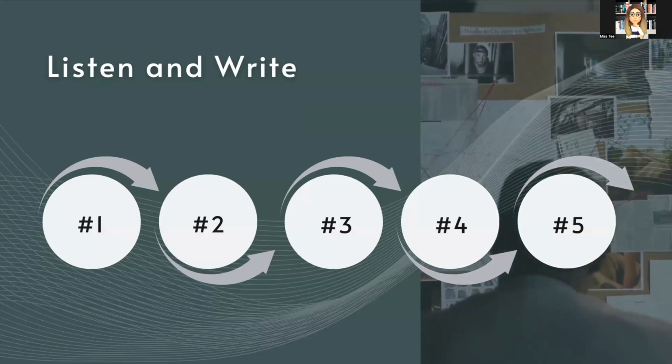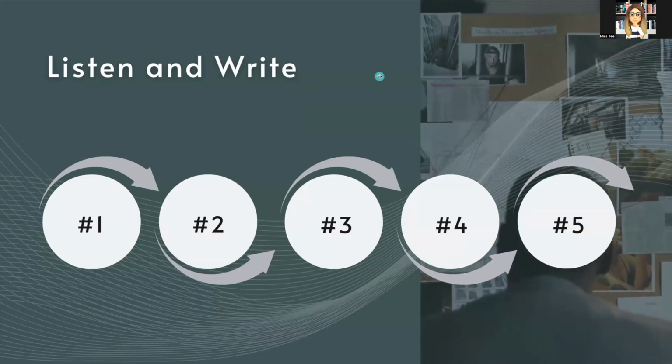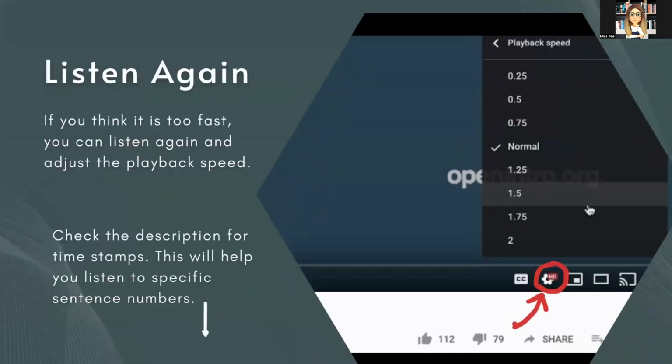All right, let's get ready to have a look at our sentences. If you found that this video was too fast or too difficult, I recommend that you listen again. If it was too fast, you can listen again and adjust the playback speed to make it go slower. If you just need to listen to specific sentences again and the speed doesn't matter, just check the description for timestamps.